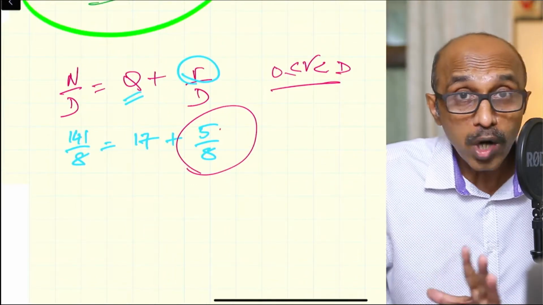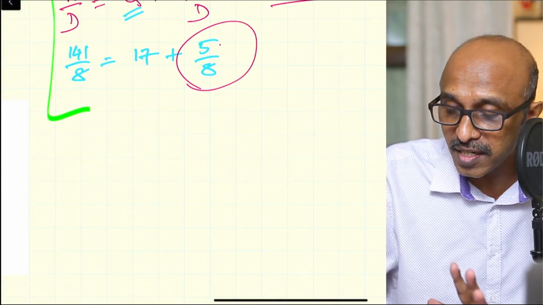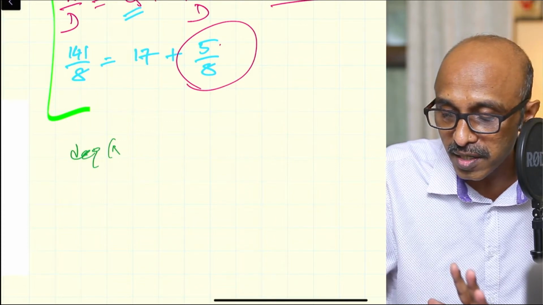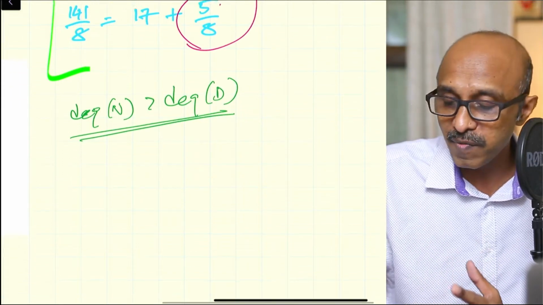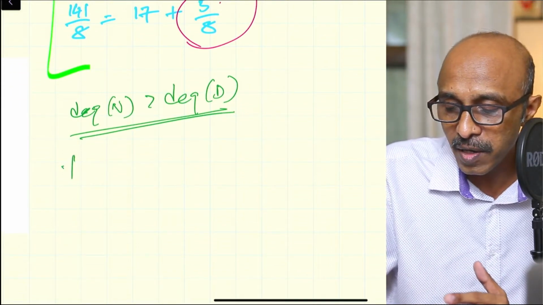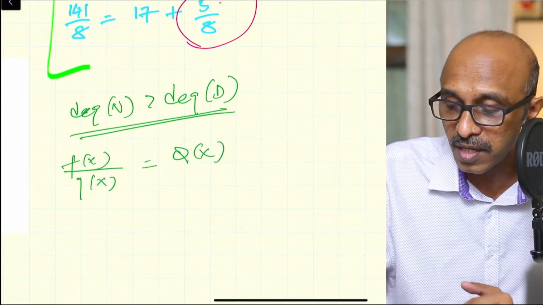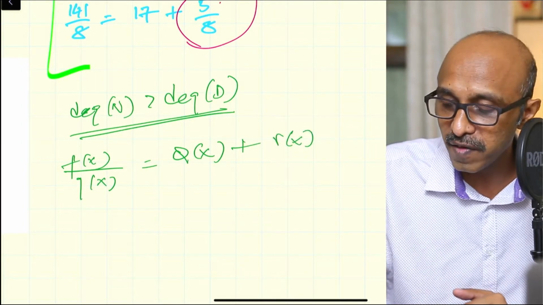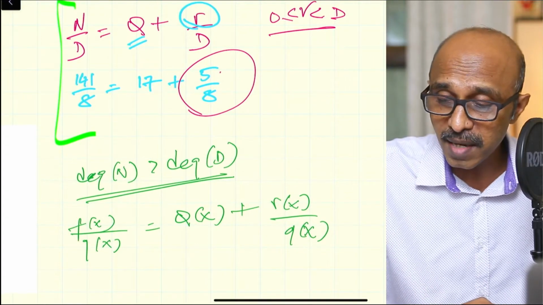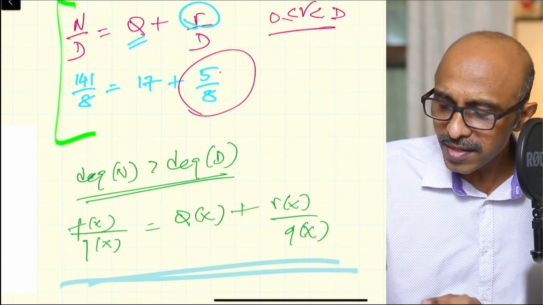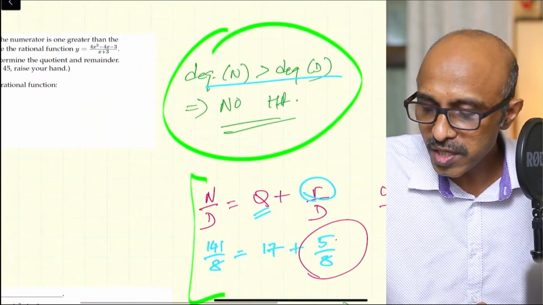That's the condition. What would happen to rational functions where the degree of the numerator is greater than the degree of the denominator? It means that we can divide them. We can divide f of x over g of x, and then we should be able to write it as some q of x, the quotient function, plus some r of x, the remainder function, divided by g of x, in the same way as we did for numbers. And what does that tell us about q of x, the quotient function? Let's explore this using a particular example.